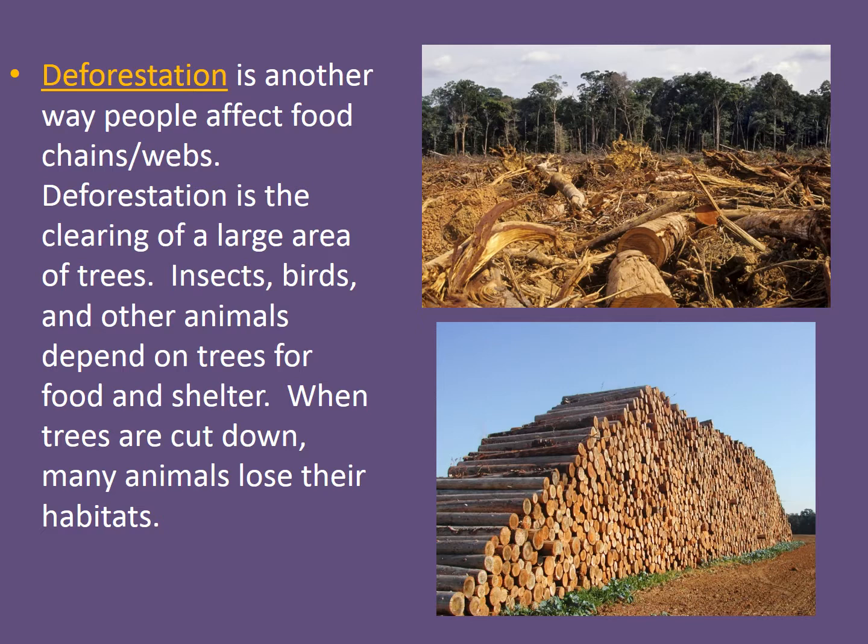Let's go on. So deforestation is another way people affect food chains or webs. Deforestation is the clearing of a large area of trees. Insects, birds, and other animals depend on trees for food and shelter. When trees are cut down, many animals lose their habitats.